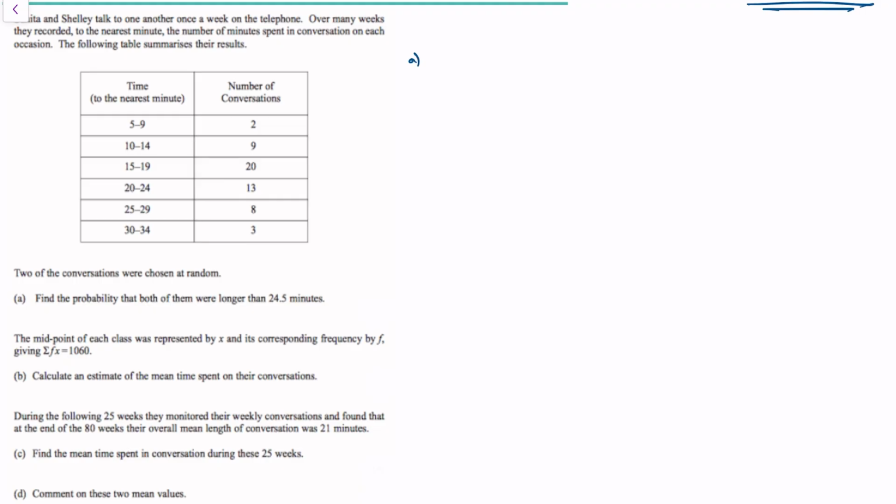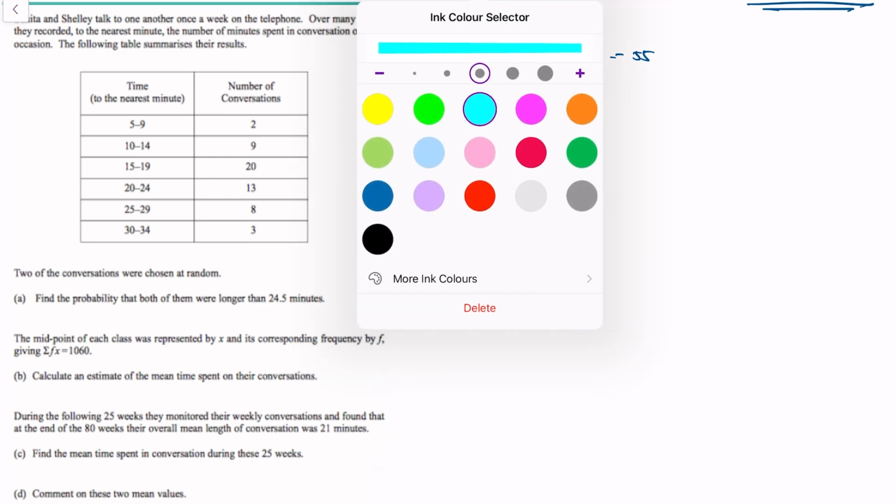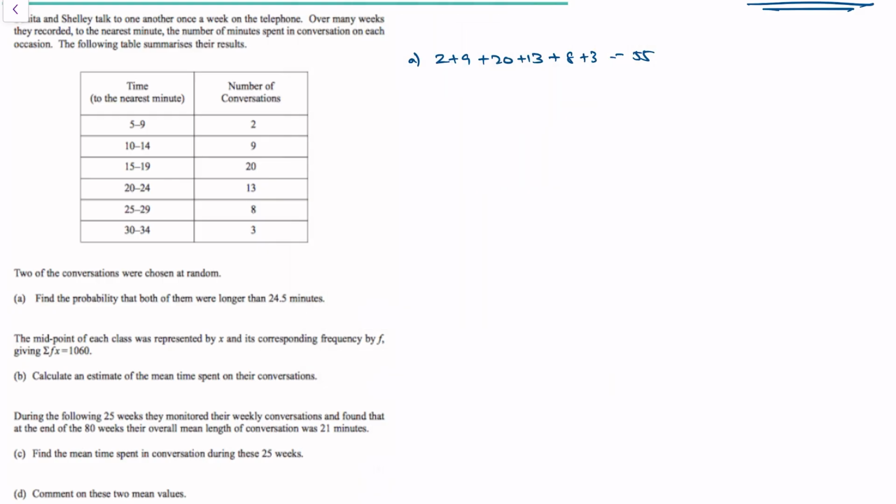So for A, first work out what the total is. 2 plus 9 plus 20 plus 13 plus 8 plus 3, which gives me a value of 55. Okay, so there's 55 conversations in total. And we have to find the probability that both of them were longer than 24.5. That means there's only 8 plus 3, which is 11 calls that are greater than 24.5.